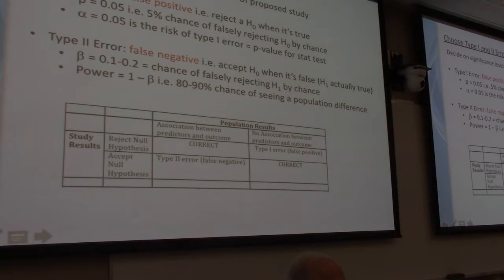There is no difference. So if I set p equals 0.05, I'm accepting a 5% chance of falsely rejecting the null hypothesis by chance. And we call that the alpha. So alpha in this case would equal 0.05. And it's the risk I'm prepared to live with. And there's nothing magic about 0.05.